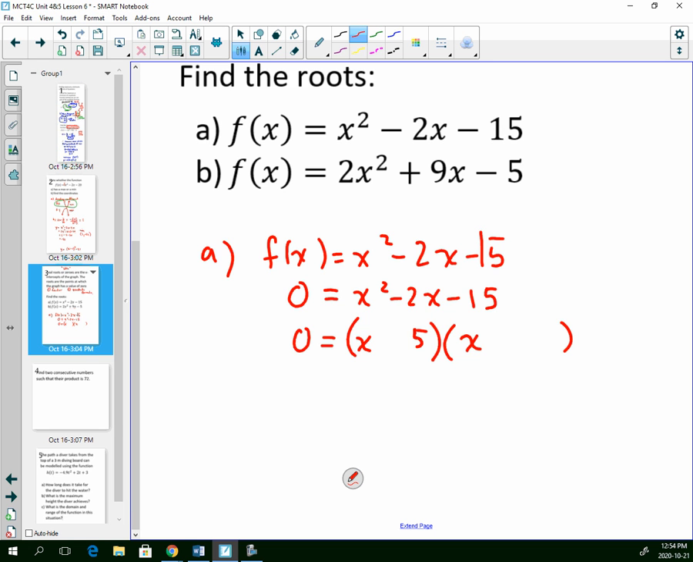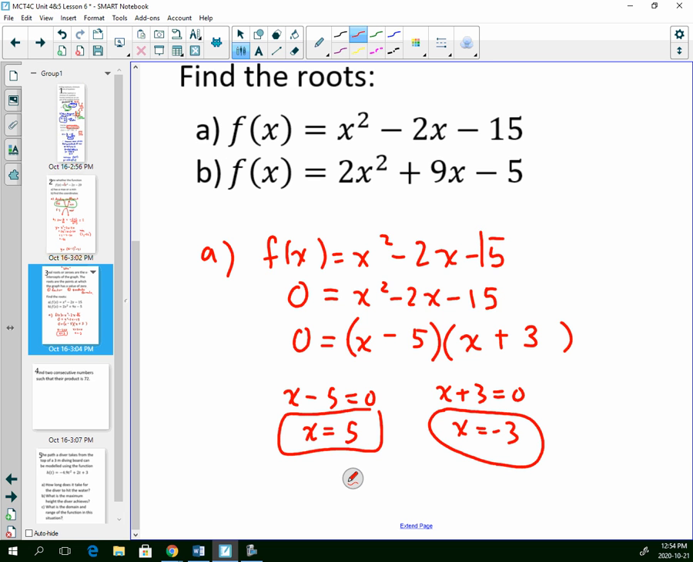So I know 5 times 3 is 15, and I could put a negative on the 5 and a positive on the 3. And then once I've done that, I take each factor, set it equal to 0, and solve for x. So those are my two x-intercepts. If you can factor, it's quicker and pretty straightforward.